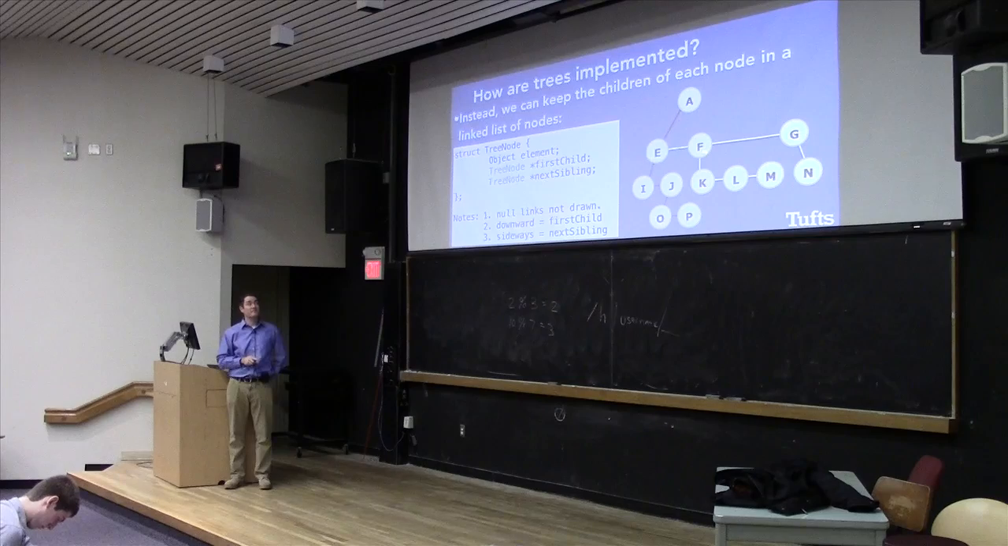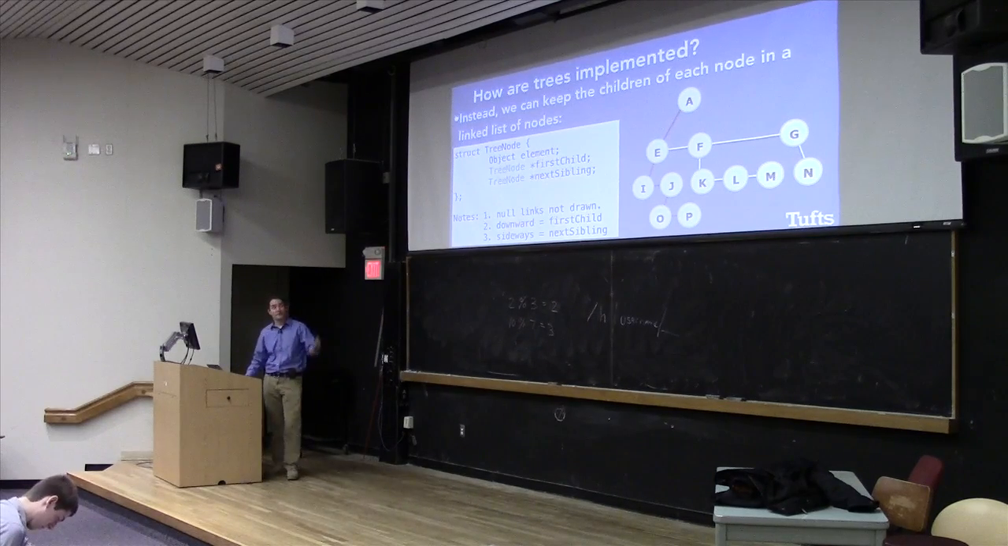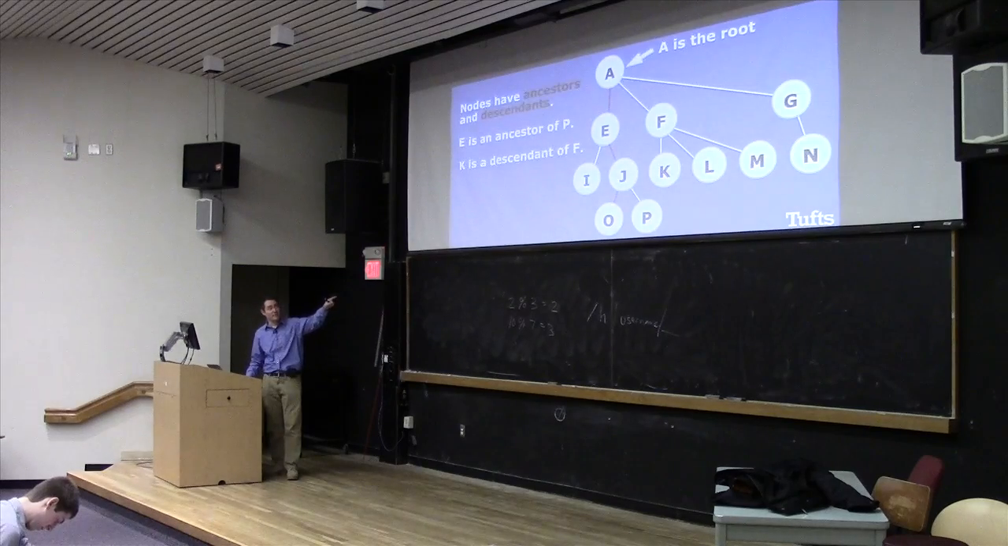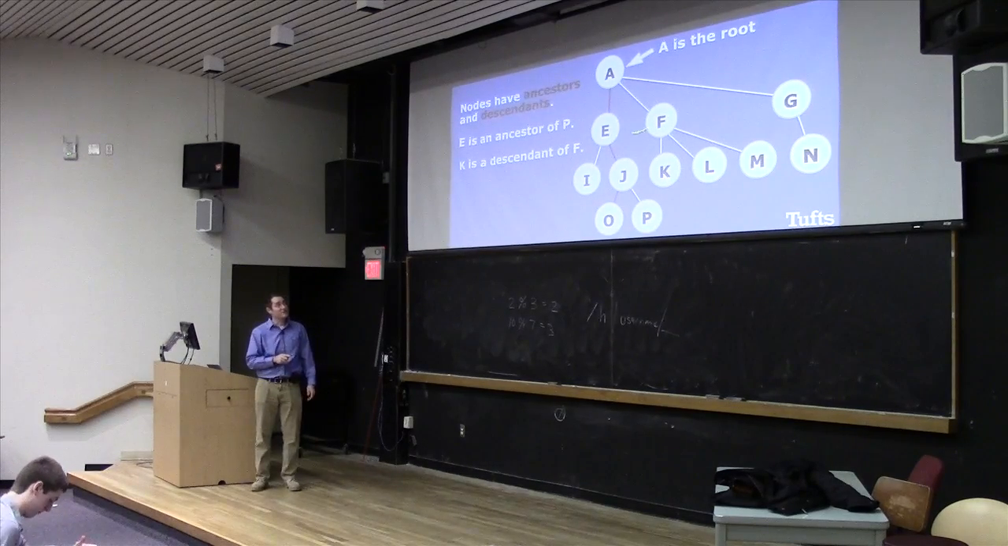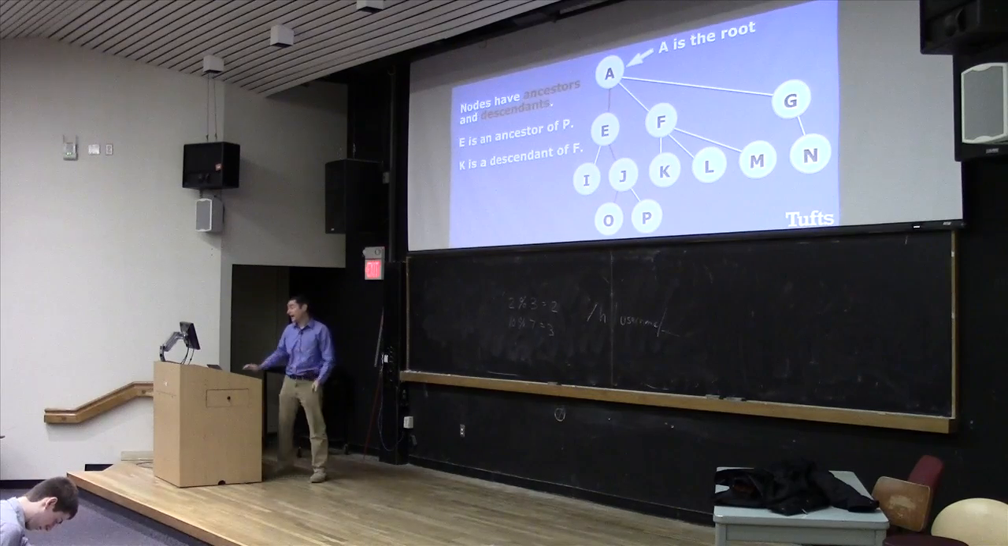Why don't we say that F is the child of E? Because it's actually not in this case. This is what it looks like without doing the fancy data structure. See how F is not a child of E? It's actually a child of A and a sibling of E. So it's not in this case.